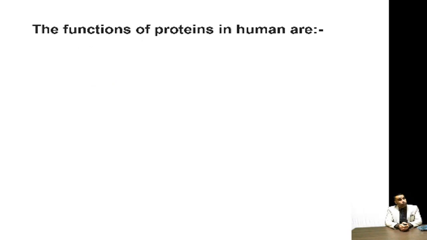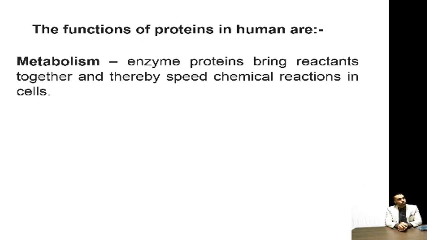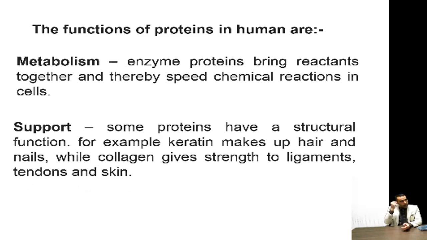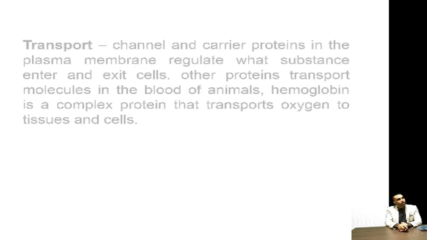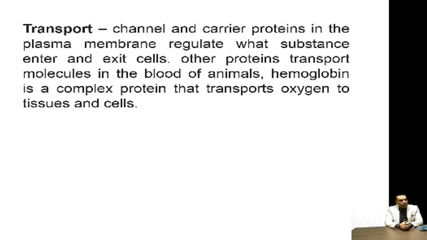In general, the functions of proteins in humans are, for example, metabolism, as mentioned before, and support, like nails, hair, and skin. Keratin makes up hair and nails. As well as transport. Some of the proteins act as carriers to transport, for example, ions from outside the cell to inside the cell, the transporters in the plasma membrane, as well as other protein transport molecules in the blood. Hemoglobin carries oxygen to the tissues and to the cells as well.